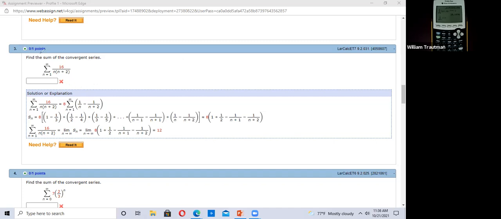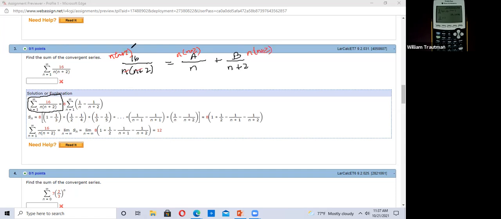They use partial fractions. So when you see a problem like this on the test or in the homework, question 3 is this one, you've got to use partial fractions. 16 over n times n plus 2 can be rewritten as a over n plus b over n plus 2. That is a partial fractions problem. Multiply each numerator by n times n plus 2. Remember partial fractions, we just talked about that.